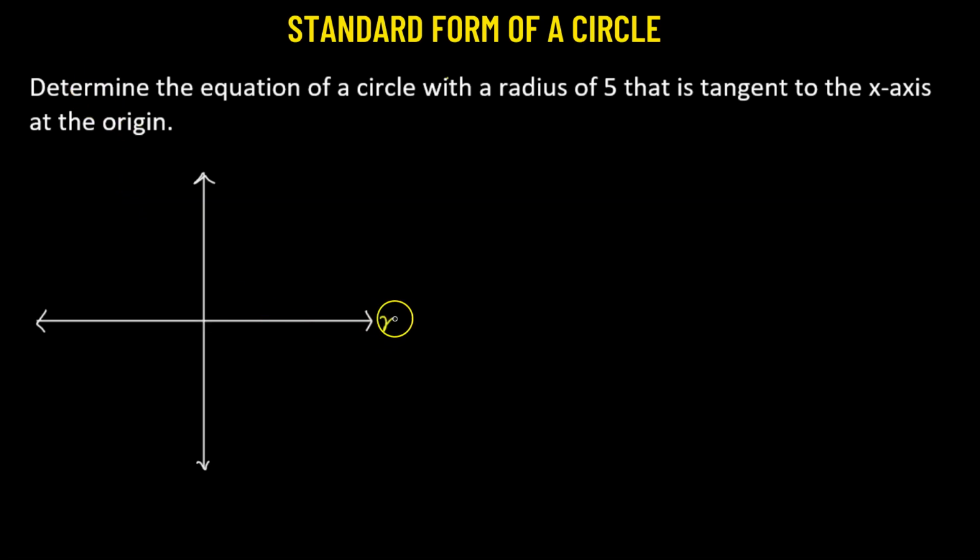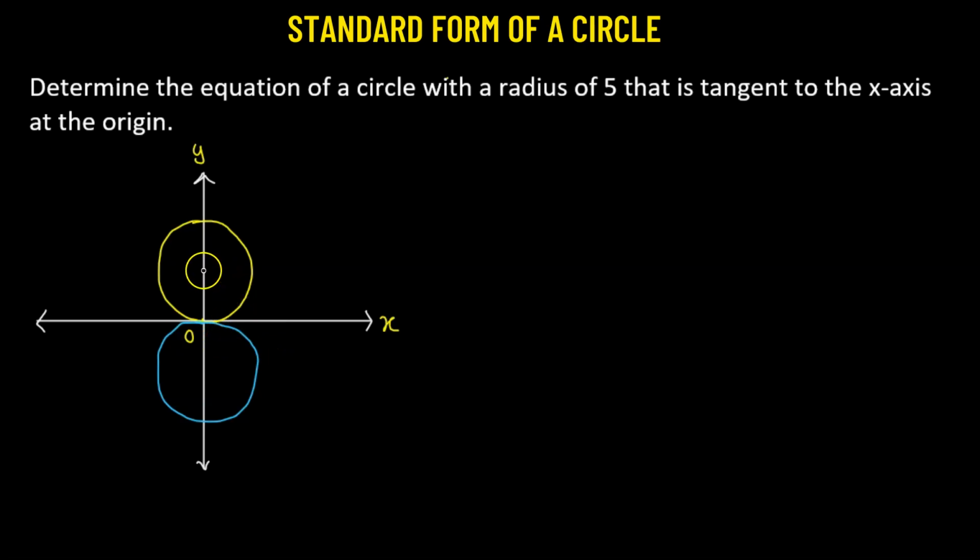So here we have our x-axis and we have the y-axis. Now it's given here that the circle is tangent to the x-axis at the origin. So here we have the origin. So our circle is tangent to the x-axis at the origin. So this is one scenario, and the other scenario being the circle could lie on the lower half, so that means on the negative side of the y-axis, and it's still going to touch the x-axis at the origin. That means it's going to be tangent to the x-axis at the origin.